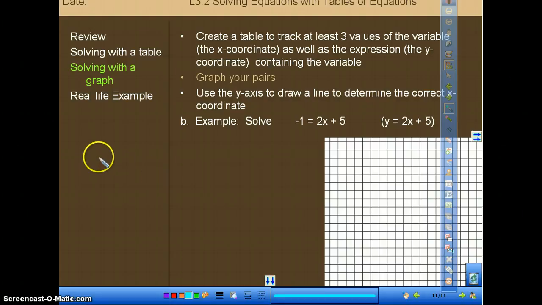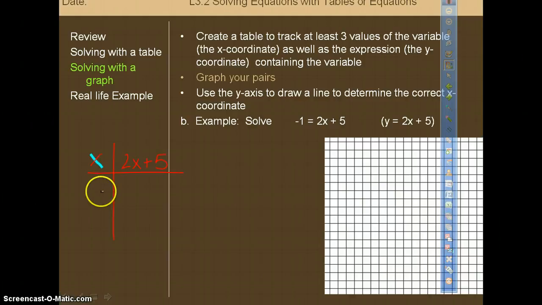We have our x column, as well as our y column. Pick any value, I guess, to start with for x. 0 is as good as any. So we'll try a 0 here for x.